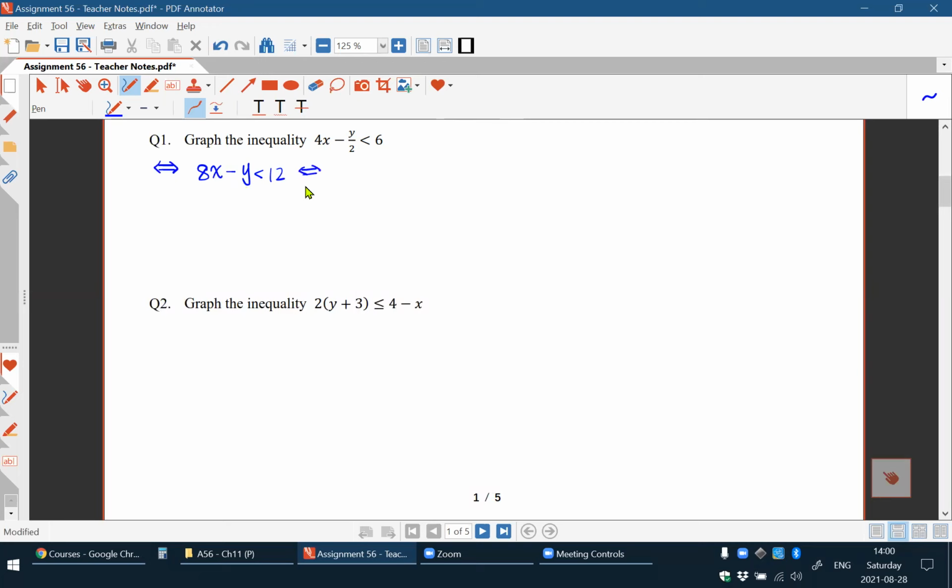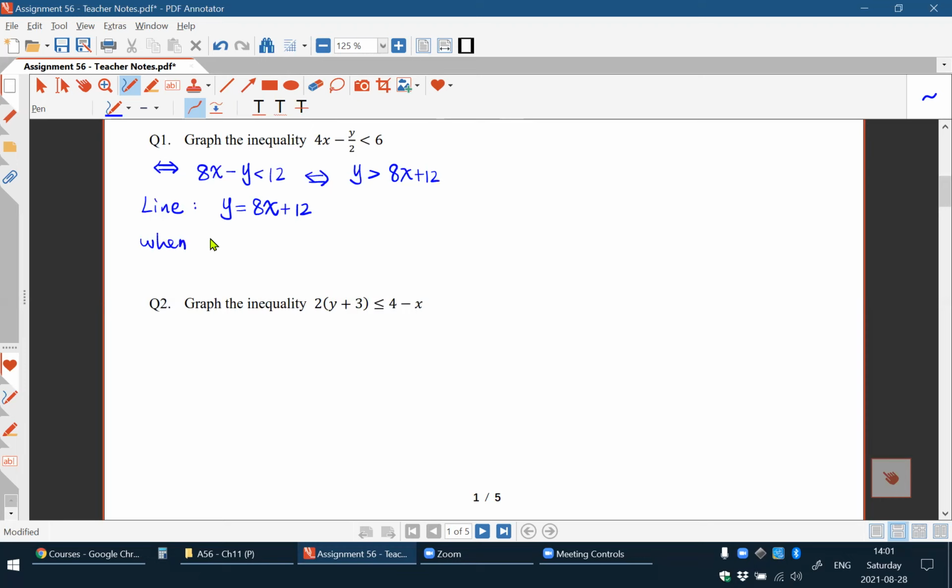Next, we can separate the x and y to get y is larger than 8x minus 12, right? Okay, so the corresponding line is y equals 8x minus 12. This is our boundary line. So next, we need to plot this line.